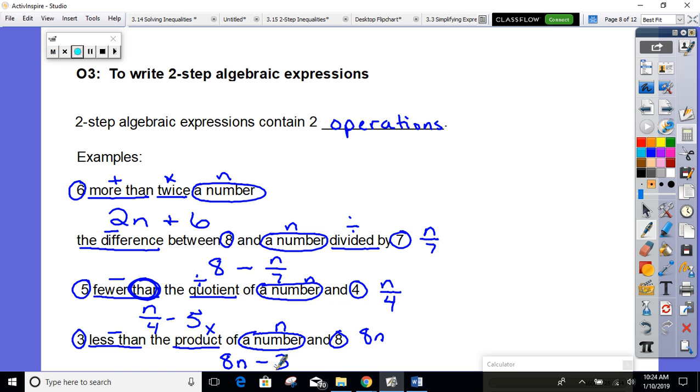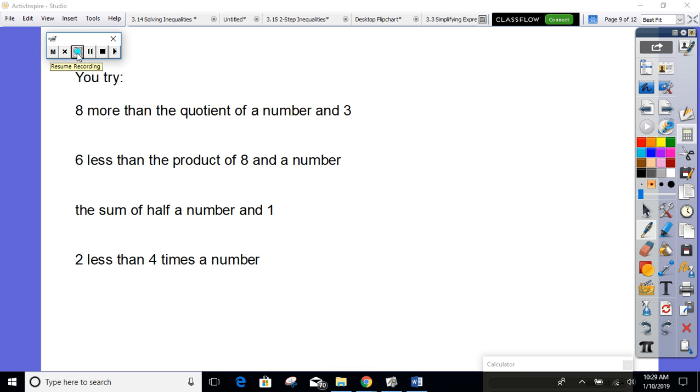Okay, next slide has some of these problems for you to try. Okay, Ashley, what are the numbers that we're going to use in the first one? 8 and 3 and a number. Okay, what letter do you want to use to represent a number? N, okay.